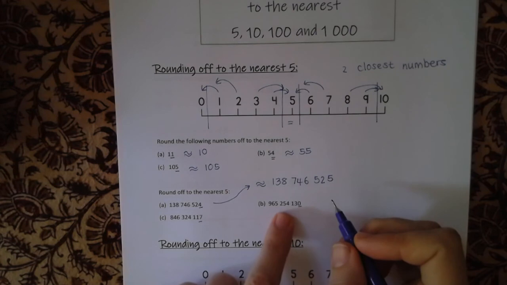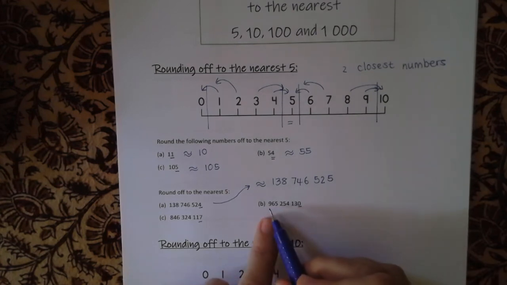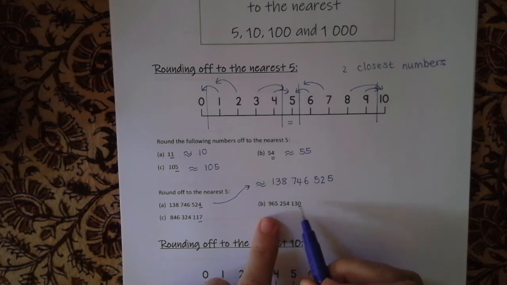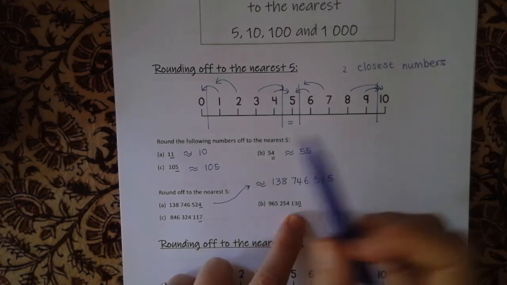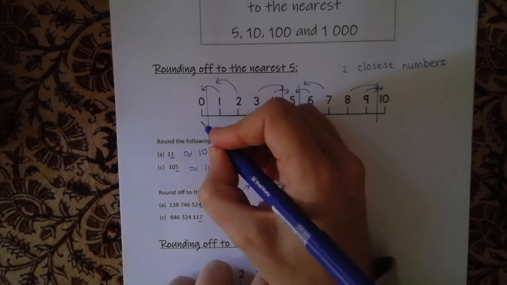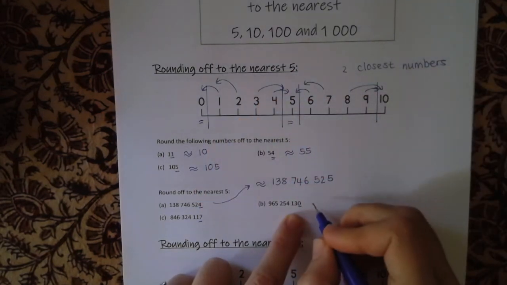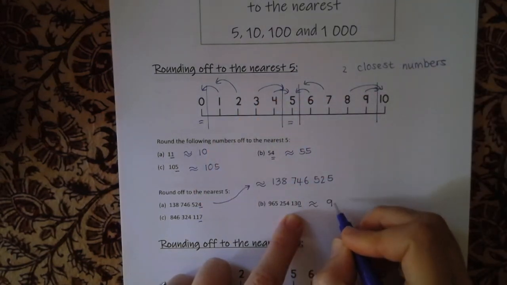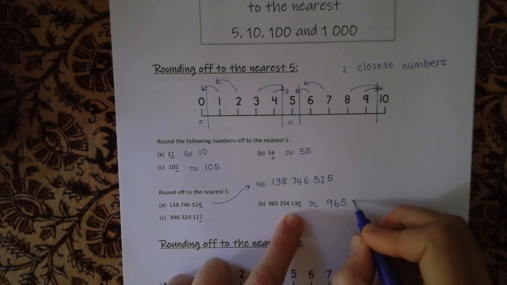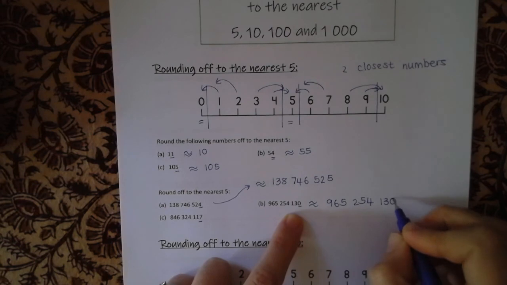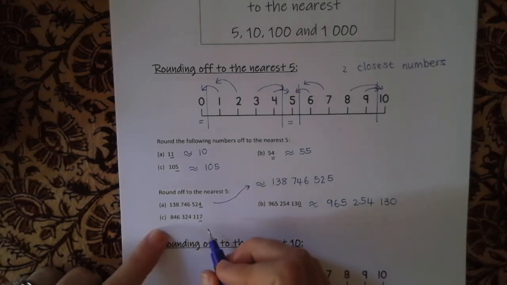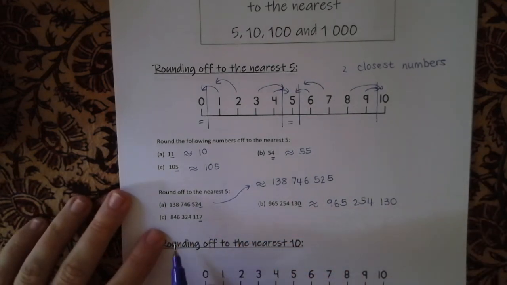Okay, now we look at B. It is 965,254,130. It ends on a 0, and we look, it's the same like the 5. It's a 0, it stays 0. So this one will not change. It will be 965,254,130.